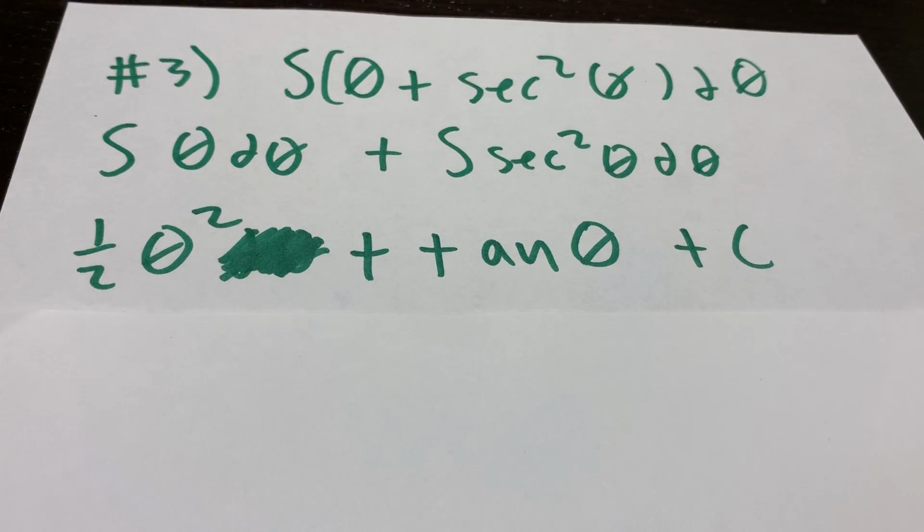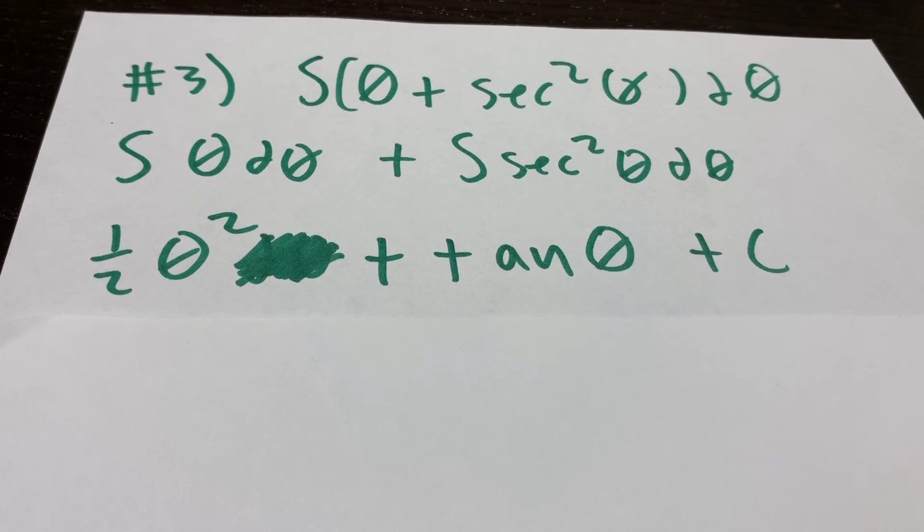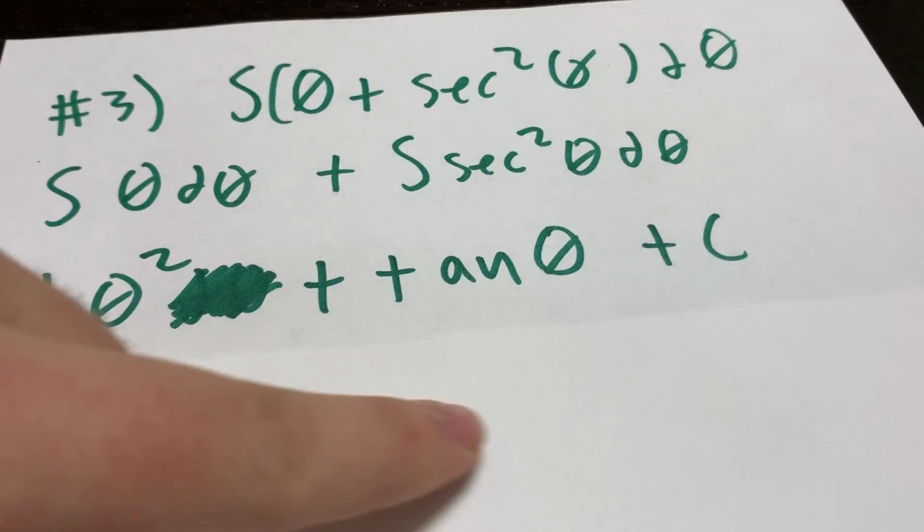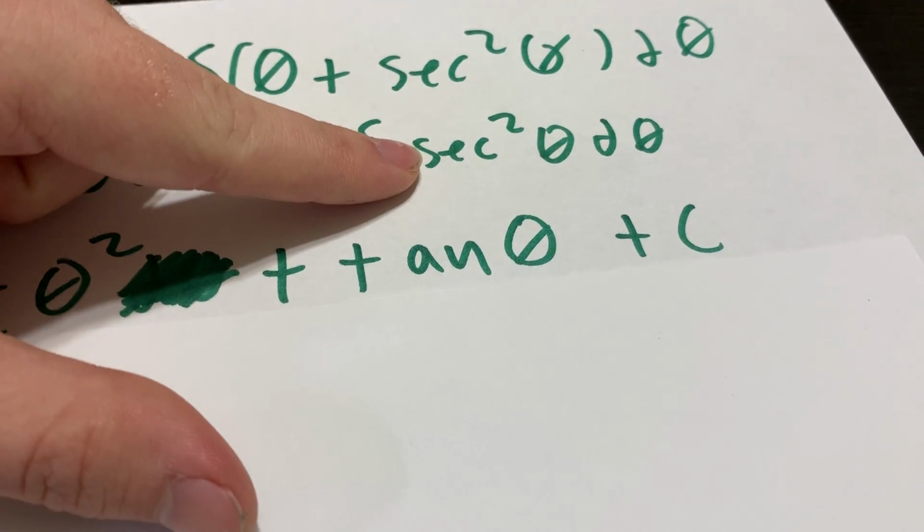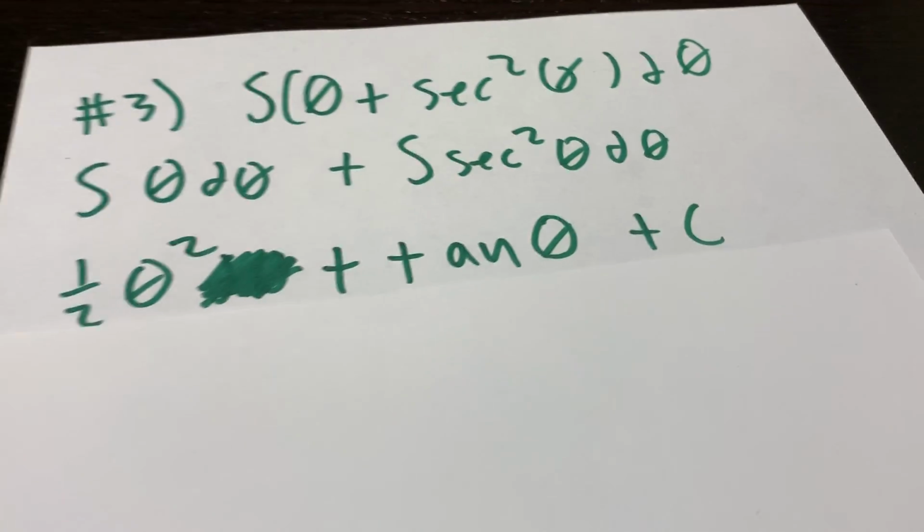And then you're going to add the tangent of theta, because the derivative of tangent of theta will give you secant squared of theta. And then you're going to add the plus c, because we don't know about the constant at the end.